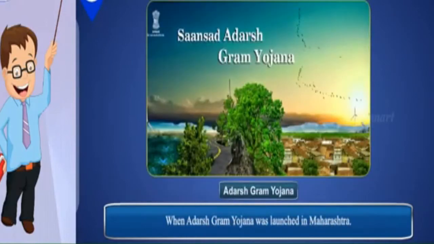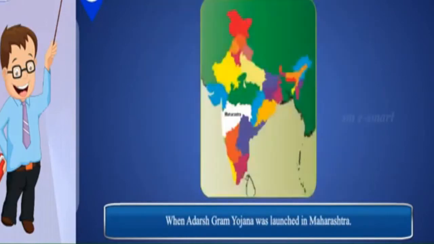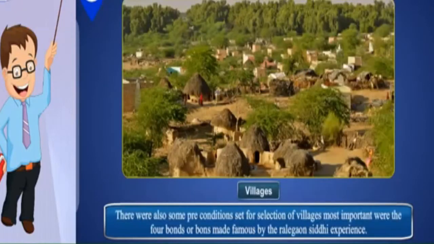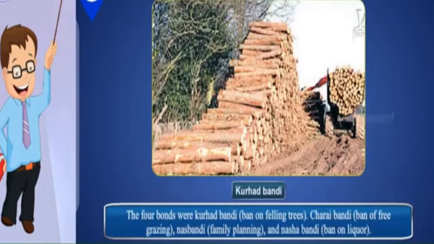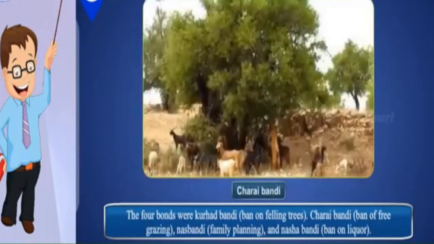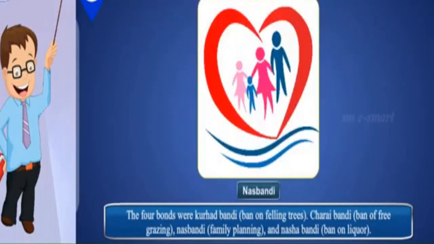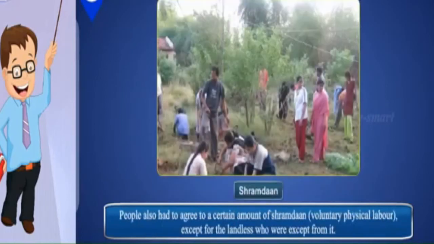When Adarsh Gram Yojana was launched in Maharashtra, there were also some preconditions set for selection of villages. Most important were the four bandis or bans made famous by the Ralegan Siddhi experience. The four bandis were Kurhad Bandi, Charai Bandi, Nasbandi, and Nashabandi. People also had to agree to a certain amount of Shramdan, except for the landless who were exempt from it.